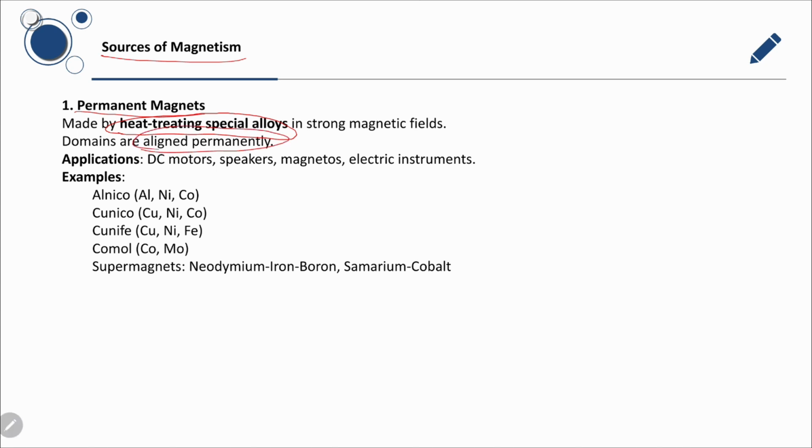You encounter them in everyday items like DC motors, speakers, magnetos. Some well-known examples of these alloys include Alnico, Cunico, and powerful supermagnets like neodymium iron boron. These are the best examples of permanent magnets.